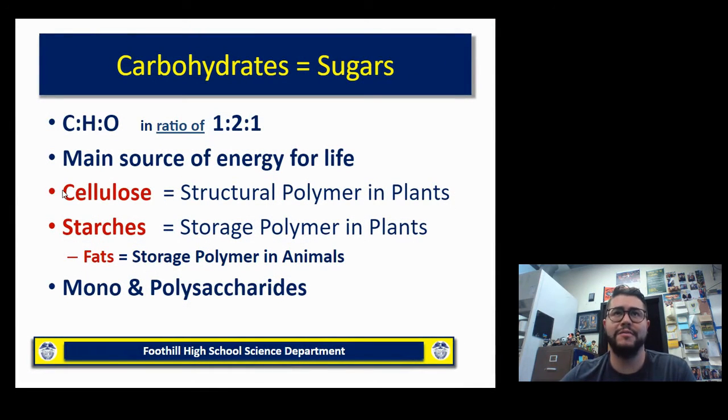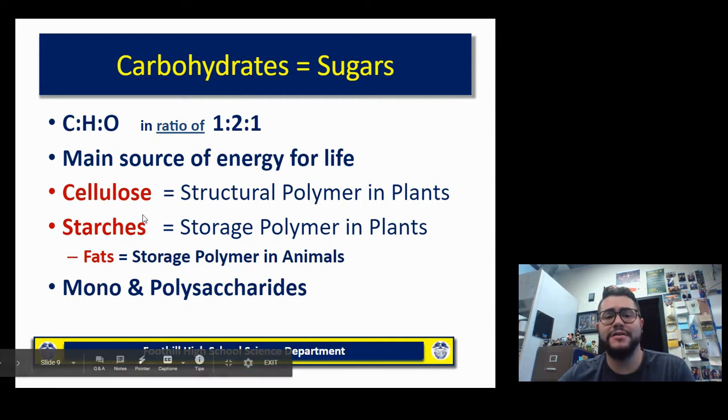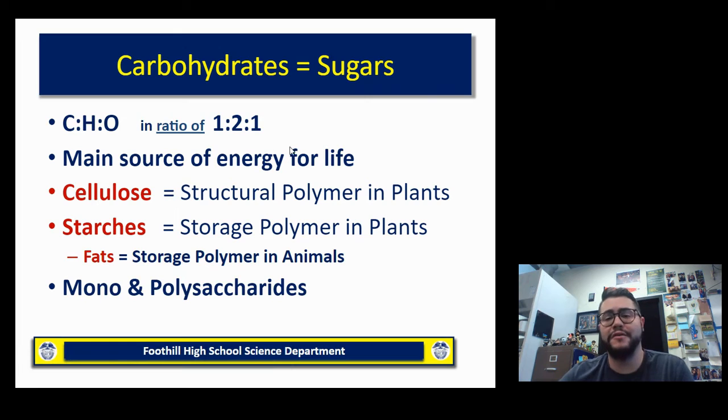So carbohydrates are always made of carbon, hydrogen, and oxygen. And it's always in a ratio of 1 carbon to 2 hydrogens to 1 oxygen. Example, glucose is C6H12O6. So 6 carbons, 12 hydrogens, and 6 oxygens. Carbohydrates are used as the main source of energy for life. Carbohydrates are the preferred macromolecule that gets broken down and turned into ATP in the body.